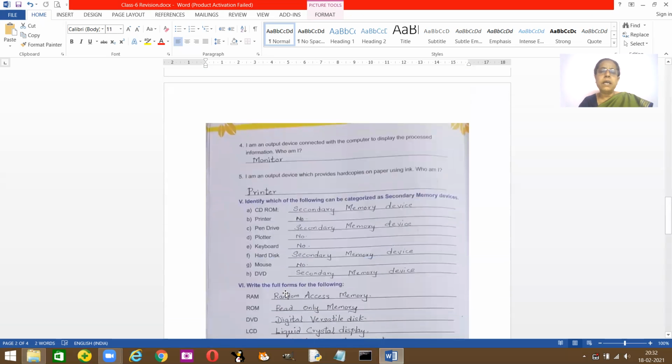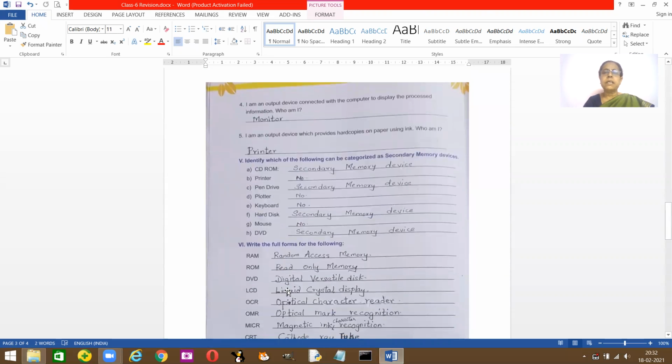Next one, I am an output device connected with the computer to display the processed information. So whenever anything that you put into the computer is displayed on the monitor. So monitor is the answer.